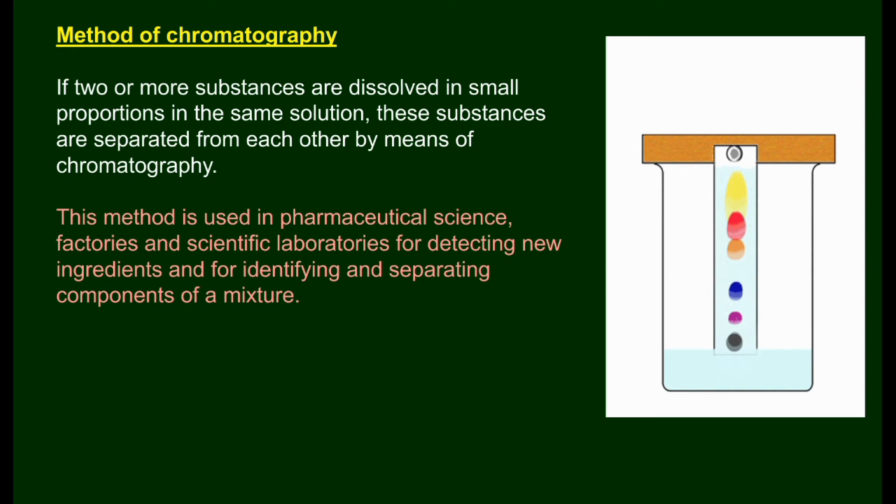Two properties of substances are used. These are the solubility of the substance in the solvent that moves up and the ability of the substance to stick to the stationary filter paper. These properties are mutually opposite and are different for different substances. As a result, all the components of the mixture do not rise all the way to the upper end of the filter paper but remain behind at different heights.